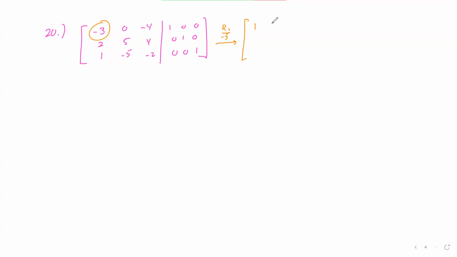So that's going to be 1, -2/3, -1/3, -1/3, 0, 0, 2, 5, 4, 0, 1, 0, 1, -5, -2, 0, 0, 1. All right, so the next goal is to make these both zeros. So I'm going to do -2 times row 1 plus row 2. And then this would be negative row 1 plus row 3.